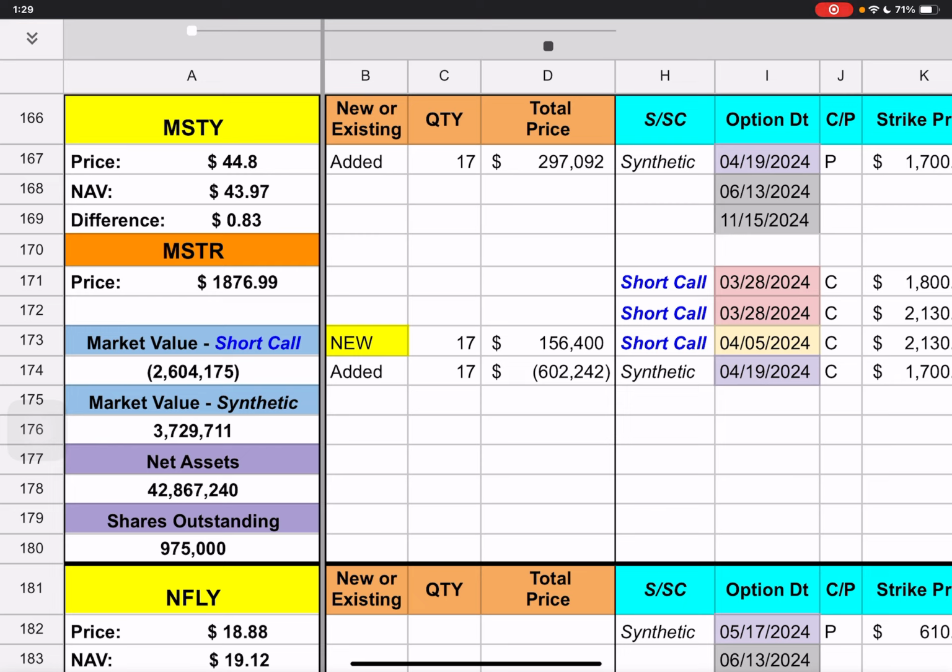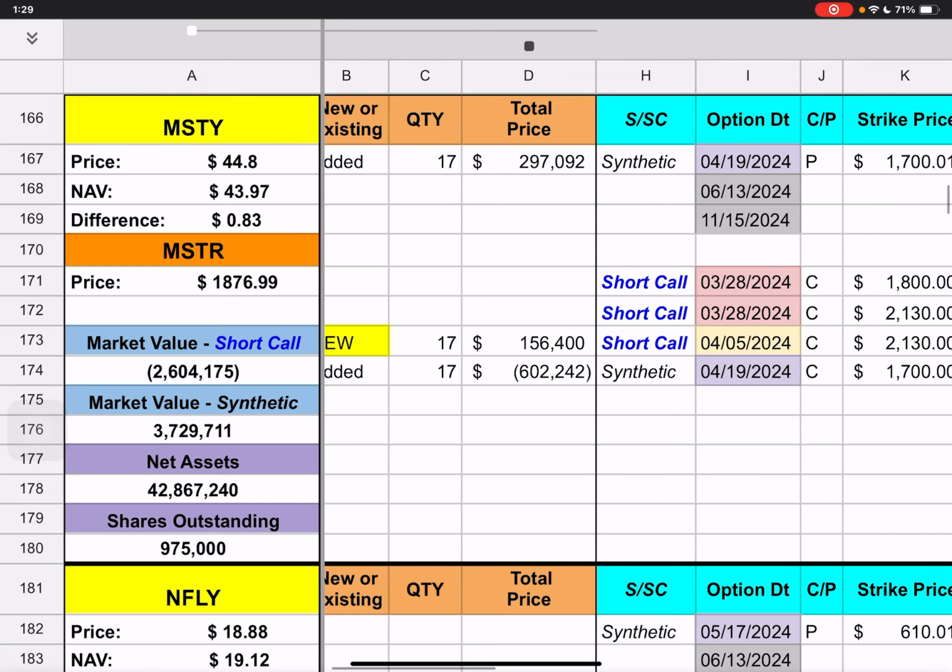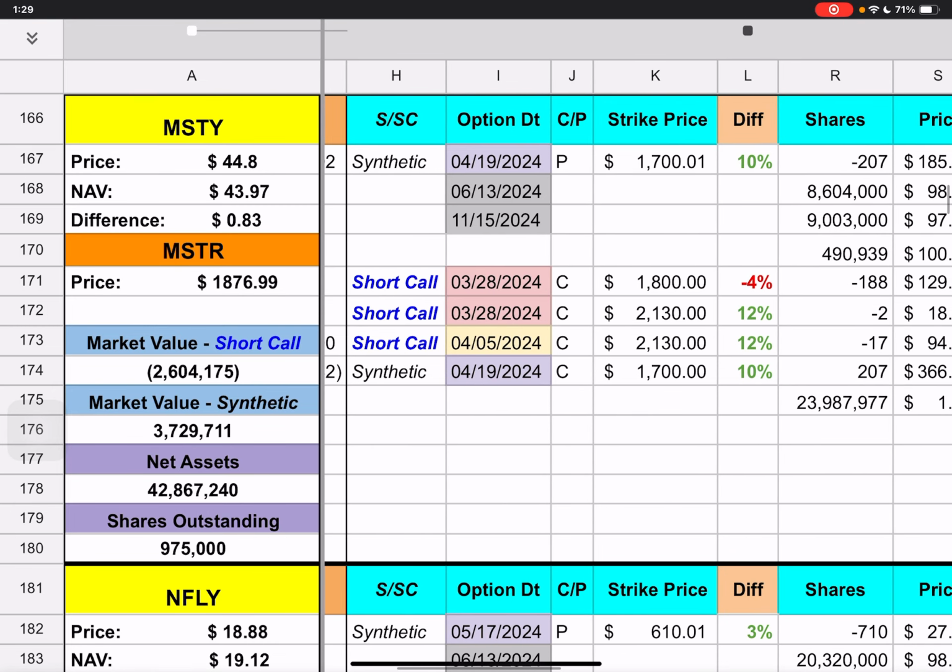All right, let's see. They added 17 contracts to this synthetic position, and they created a new short call expiring next Friday with 17 contracts, bringing in premium of 156,000. The strike price for that one is 2,130, in which we're currently 12% below. They also have two short calls that expire Thursday. One of them is 1,800, which is where most of our contracts are, 188 of them, and we're currently 4% over that strike.